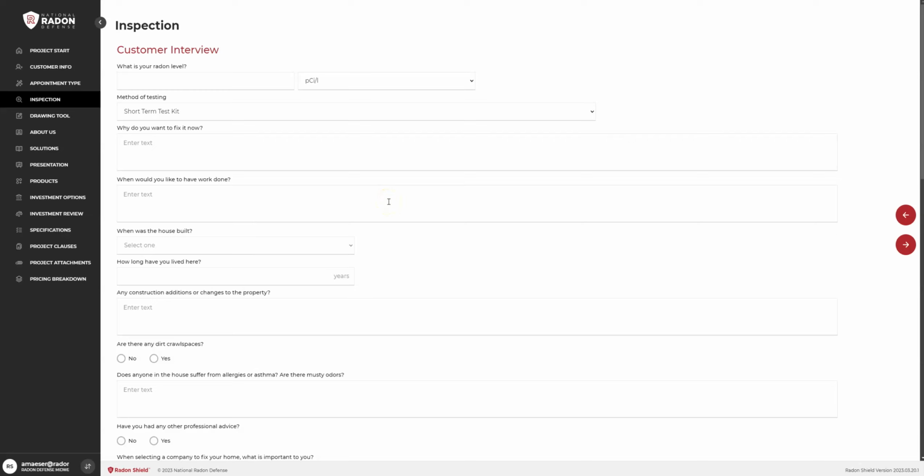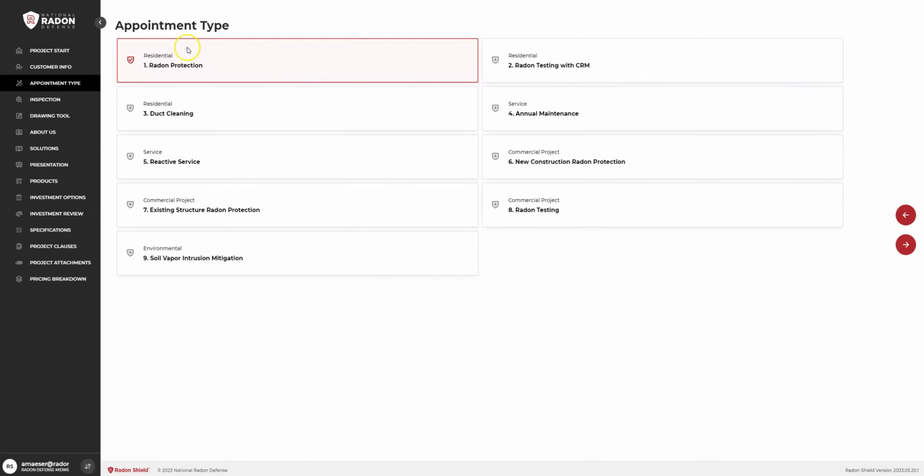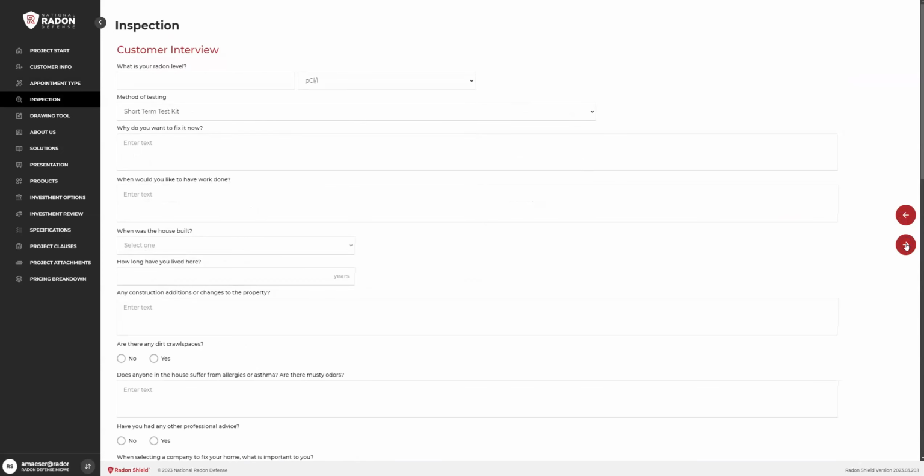Okay, so you're at the customer's house. You've clicked the appointment type for the reason you're there. This specific example is the questionnaire and the inspection sheet built around radon protection. So the very first appointment type that you can select in our software, if I click that, it's going to bring me right to the questionnaire.